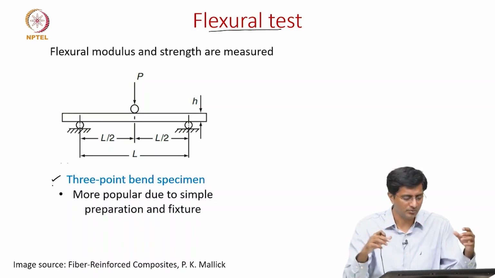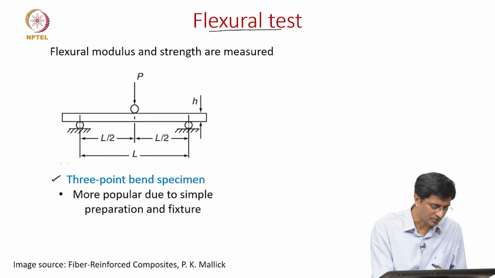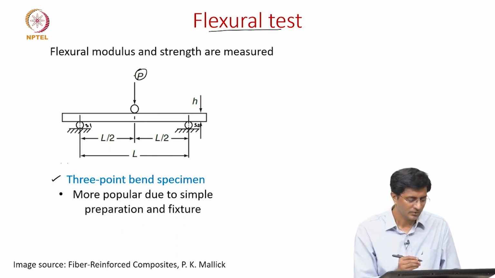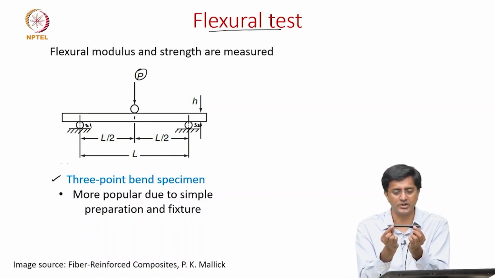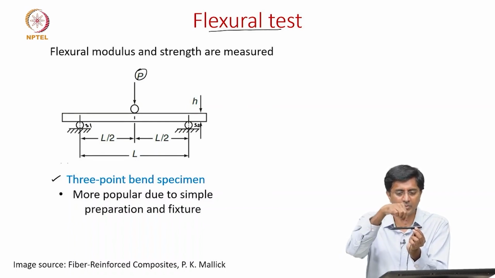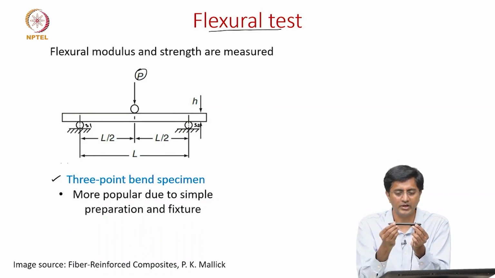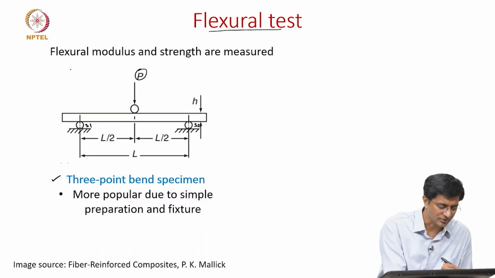a rectangle shape, which is placed at two supports. So this is, let's say, support 1 and support 2, and then we apply the load at the center. So from this, it is almost like bending because we have two supports at either end, and at the center you apply the load. So the way it deforms is this laminate takes a curvature.